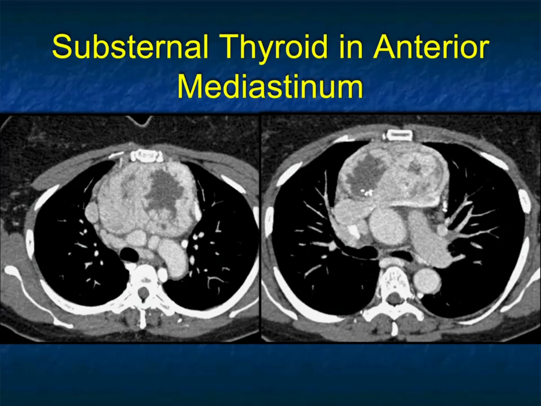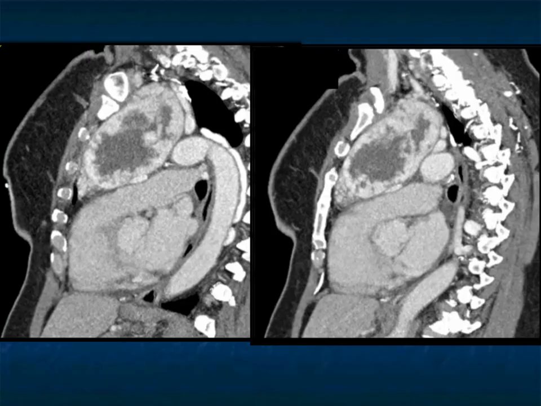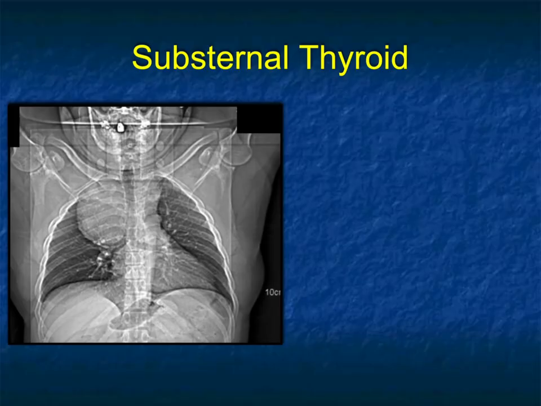Here's a nice example of a large substernal thyroid in the anterior mediastinum. You see the enhancement, you see the cystic areas, you see the calcification, you see the mass effect on the arch and branch vessels. But this patient had some mild chest pain, which I'm sure had nothing to do with this goiter. Very nice appearance. You see the extent going up to the cervical region, nicely shown on the sagittal view.